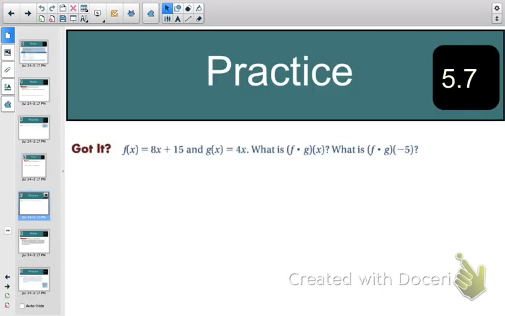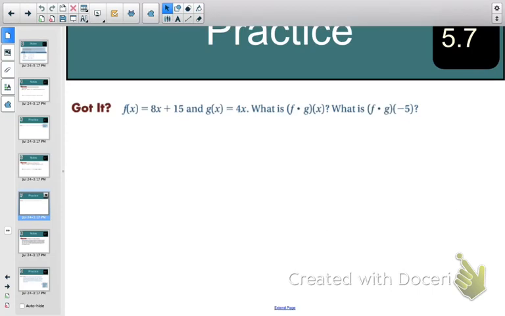On to the next one. Okay, I will let you try this one. This was a multiplication one. Okay, so see if you can do this. And you can pause this in 3, 2, 1, pause.